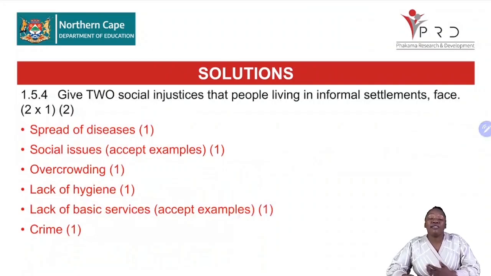We're looking at the social issues. There is no privacy because they lack space. You find in one shack there are maybe 5 or 6 or even 10 members. And also we're looking at overcrowding. It's also an injustice. Overcrowding leads to a lack of privacy, as well as a lack of hygiene. Those people don't have the necessary sanitation, so hygiene is highly a problem.